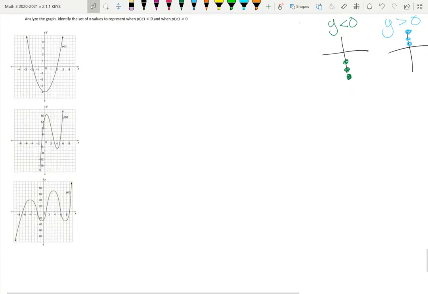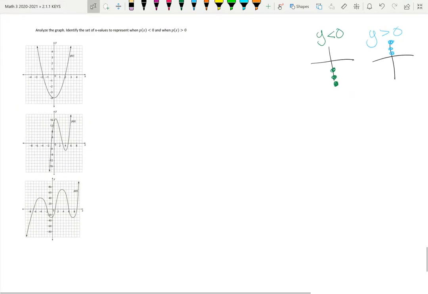All right, so a couple of things I wanted to highlight is that this inequality, when it says p is less than 0, remember p of x is the same thing as saying y. When y is less than 0, it's going to be indicating a point that is below the x-axis. Notice the points that are above the x-axis are going to be positive.